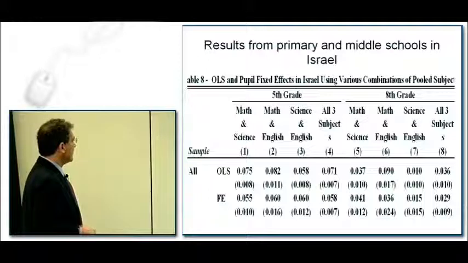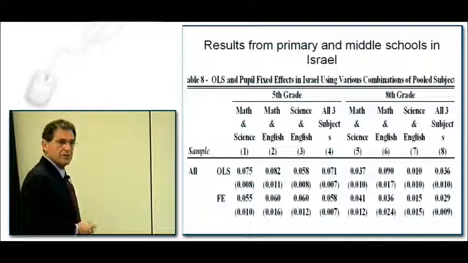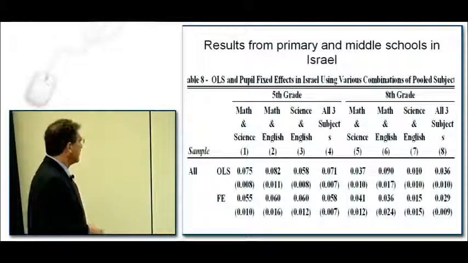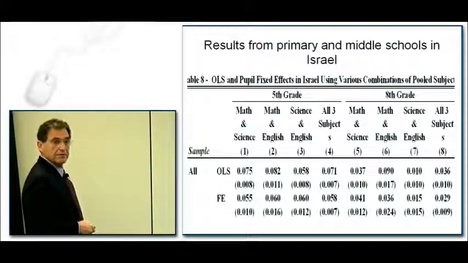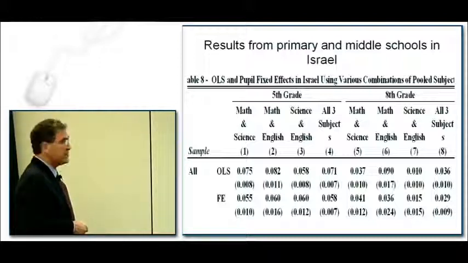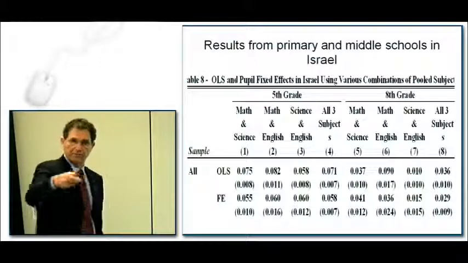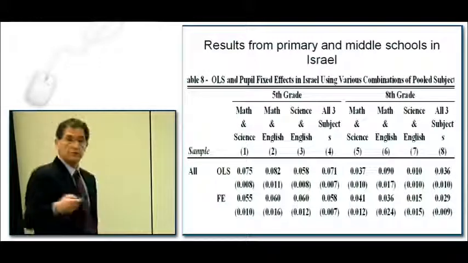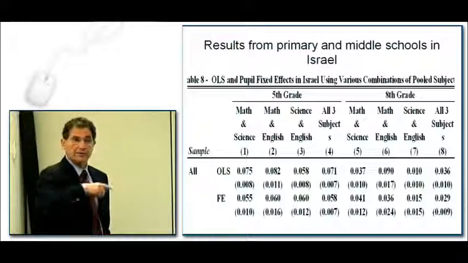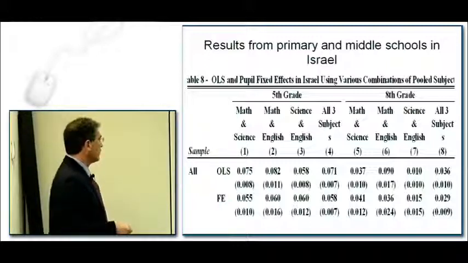When you put science and English, you get 5.8. Math and English, 8.2, 0.082, and math and science, 0.087. This is already in terms of standard deviations. So the PISA is 0.06, this is 0.07. Primary school kids, 5th graders in Israel, national testing, similar to the plan you have in mind to do in Spain. National standardized testing, 0.071.